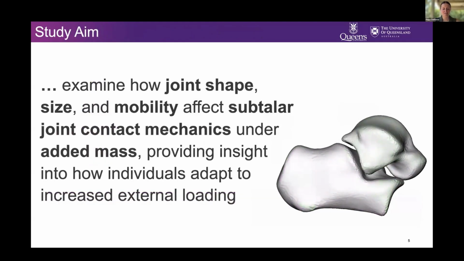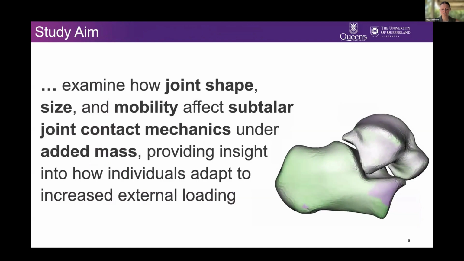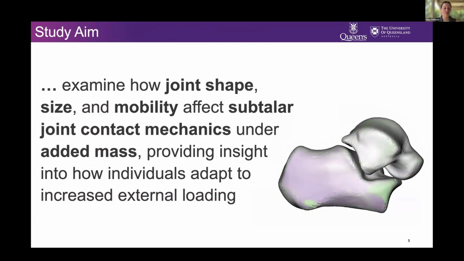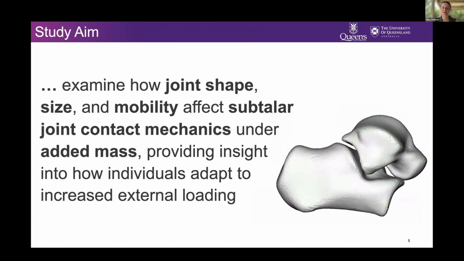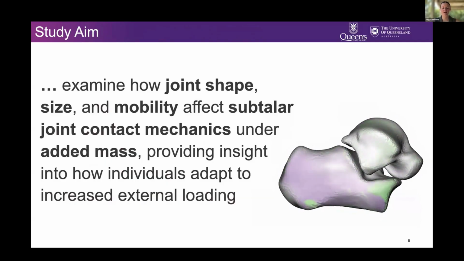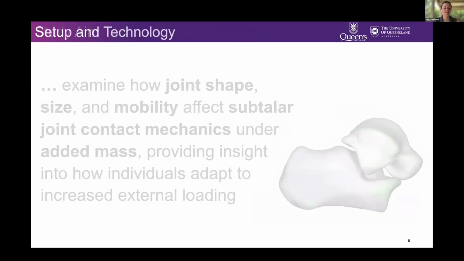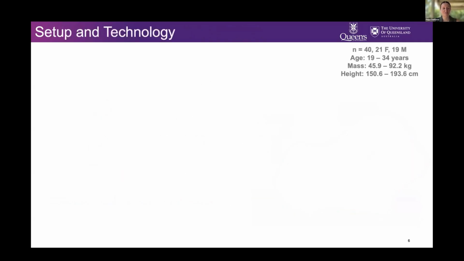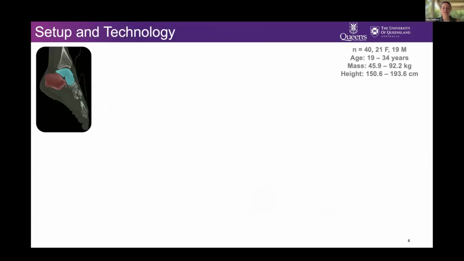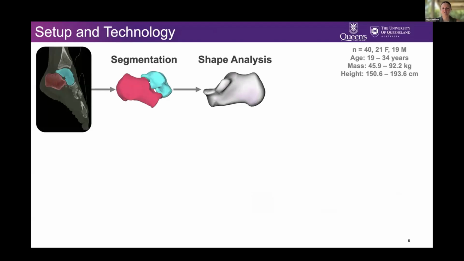So the overall aim of this study was to examine how our joint shape, size, and mobility affect subtalar joint contact mechanics under added mass, to help provide some insight into how individuals adapt to increased external loading. To do this, we recruited 40 healthy participants across a broad spectrum of heights, and we collected shape information using computer tomography scans, which we then manually segmented and input into our shape analysis.